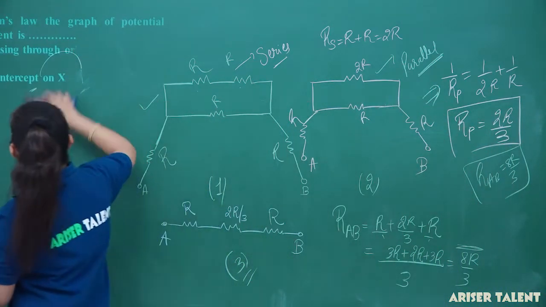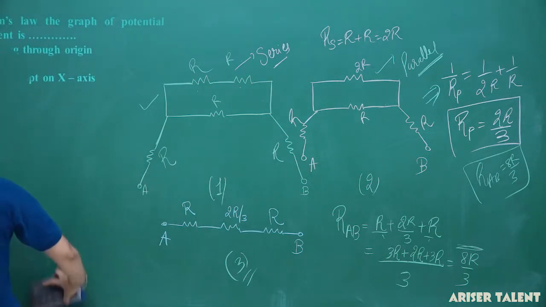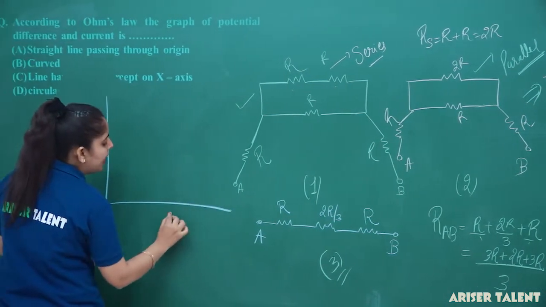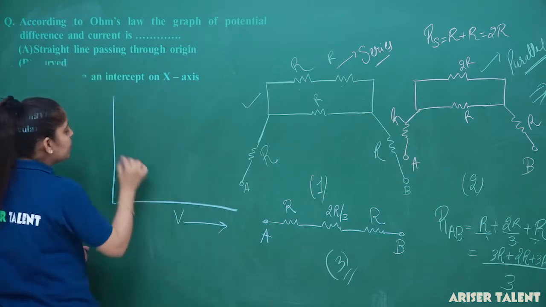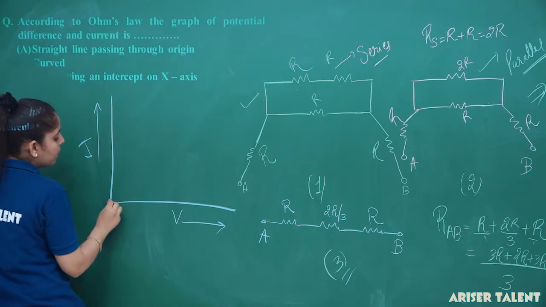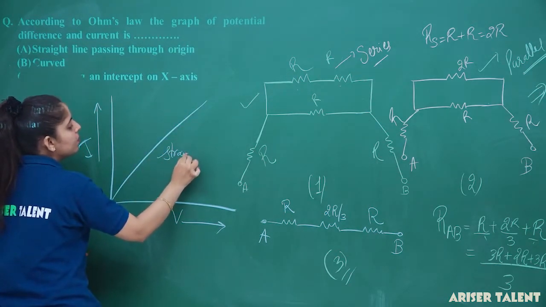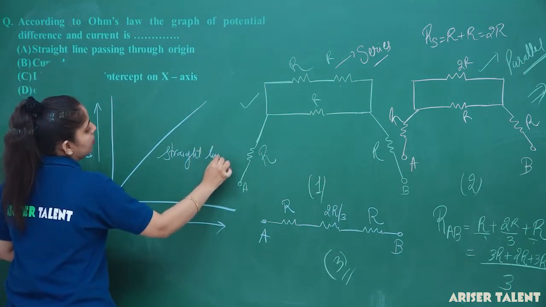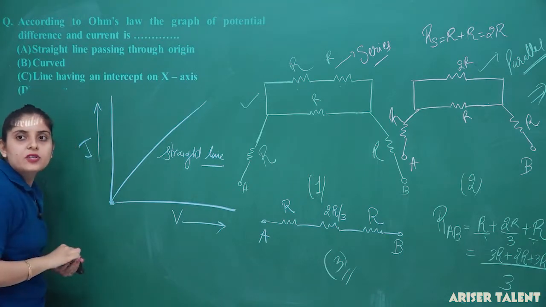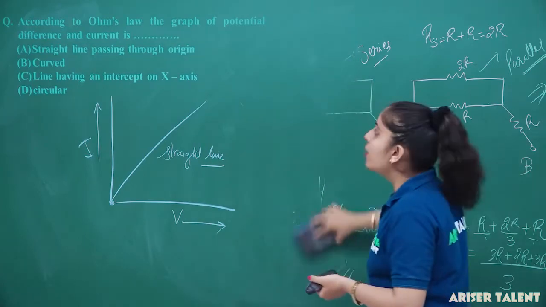According to Ohm's law, the graph of the potential difference and current is. Now you have seen in Ohm's law, we have just plotted the graph. Here we have taken the voltage, here we have taken the current values, and according to Ohm's law, it is following the curve like this. It means this is a straight line curve. This is a straight line graph which is actually starting from the origin. So this graph basically starts from the origin.